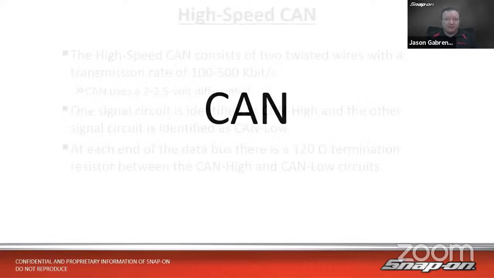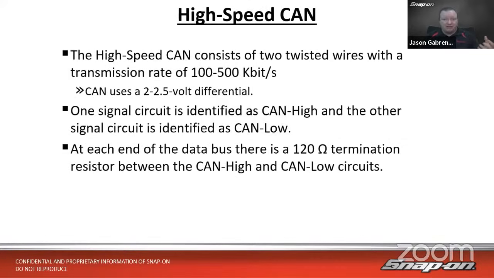So we'll start with CAN. Because once we learn CAN, we can apply it to most of the other 2-wire networks because they're very similar in how they operate. So high-speed CAN consists of 2 twisted wires with a transmission rate of around 100 to 500 kilobits per second. That's a pretty good swing there. So when you get down in maybe the 100 range, you'd be thinking maybe you could call that mid-speed CAN because you may have heard of that before. And then higher speed CAN's 500 kilobits.